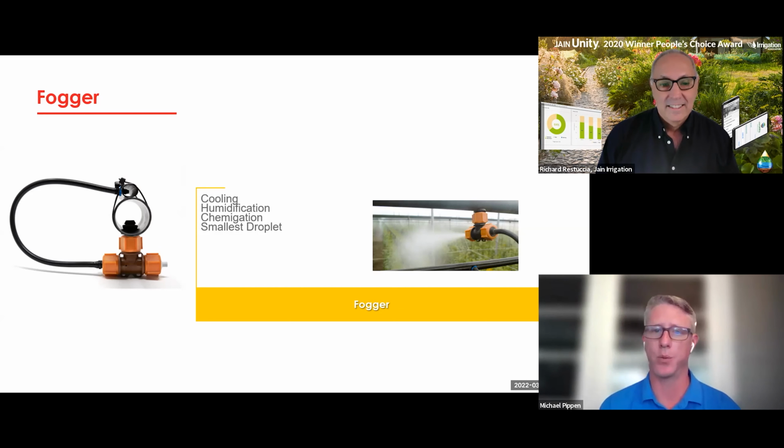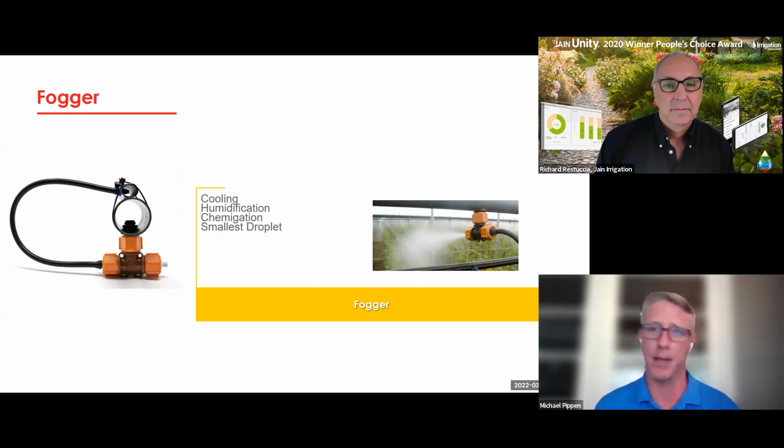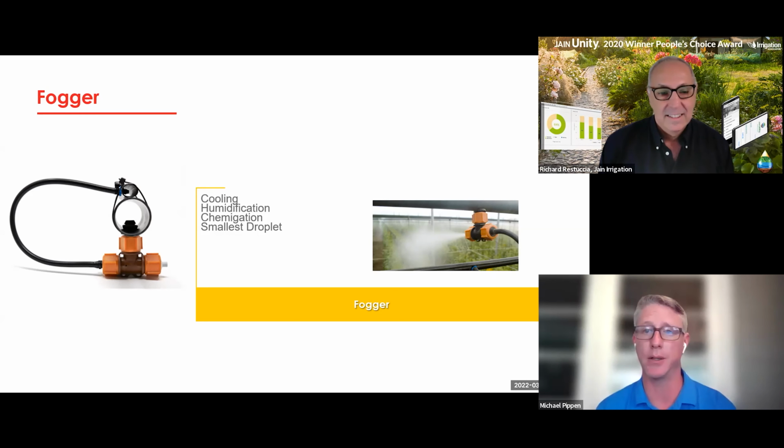And so here is where you get the differentiation between a mister and a fogger. And I'm not going to say you can't use what I call a fogger to mist, and I'm not saying you can't use a mister to fog. But where the real differentiation in my mind is that with these foggers, we're really not trying to irrigate anything. We're really not trying to propagate anything. Most probably we're trying to manipulate the environment around them, either through cooling or humidification or even chemigation. They would have the smallest droplet of all of them.